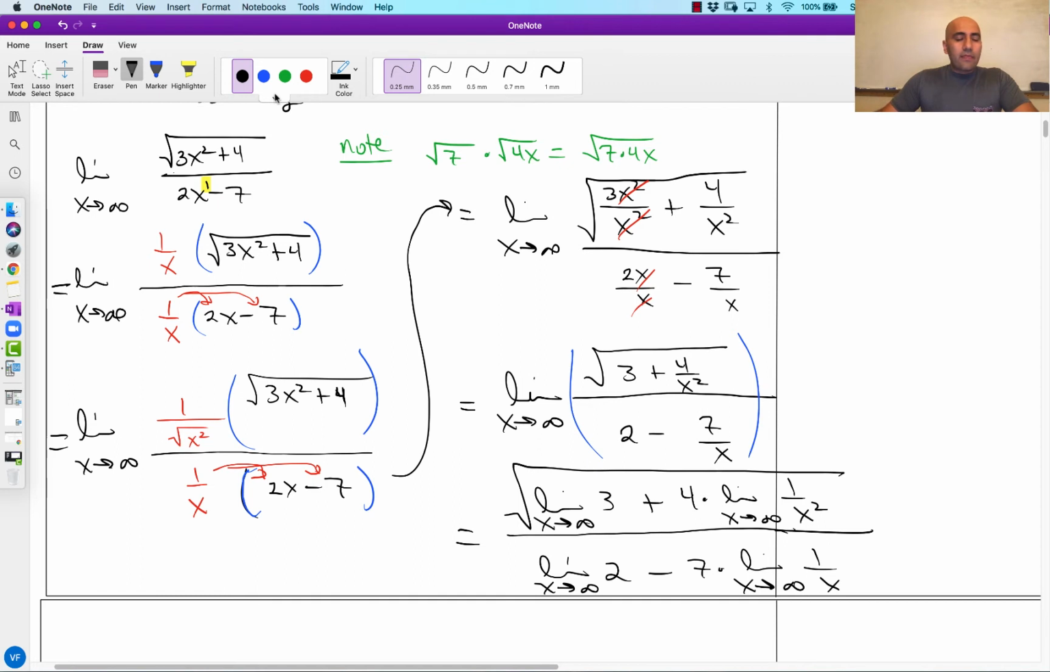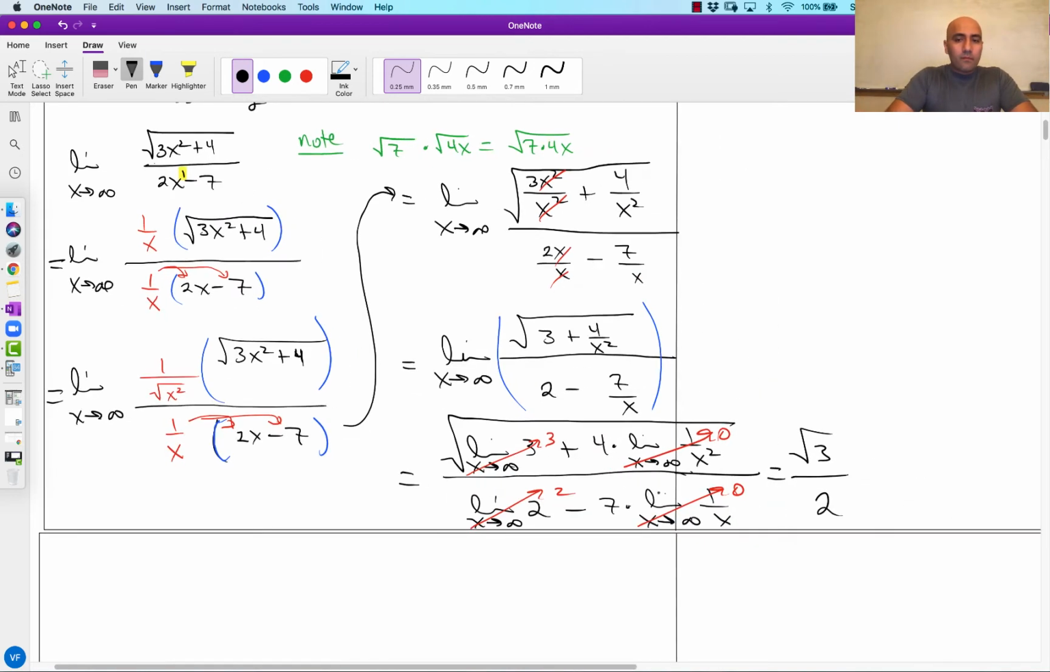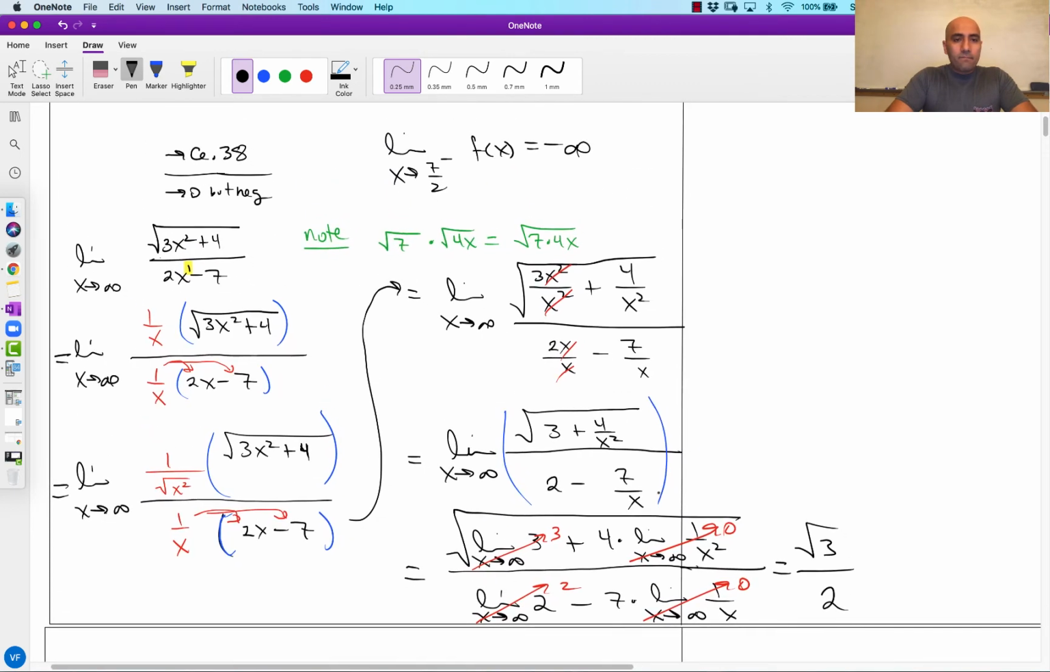Okay, so by theorem 5 in this section, we know that this must be 0 and this must be 0. And the limit as x goes to infinity of the constant 3 is just 3, and this is just 2. So the whole thing simplifies to the square root of 3 divided by 2. So that's our limit. The limit as x approaches infinity of the square root of 3x squared plus 4 all over 2x minus 7 equals root 3 over 2.